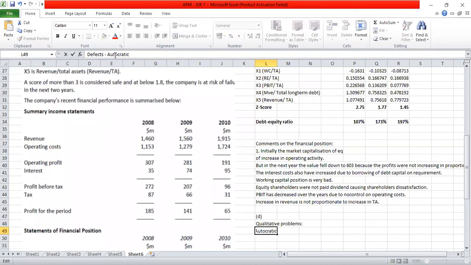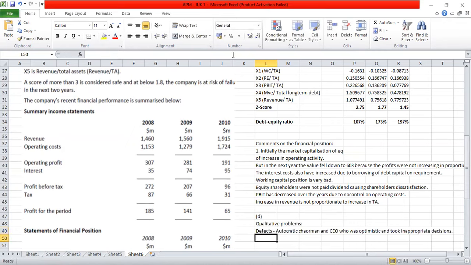Autocratic chairman and CEO, who was optimistic and took inappropriate decisions. I'm just writing the keywords. You have to elaborate on that. You just have to explain there. You elaborate in the examination. Okay. So that's a defect we can see.